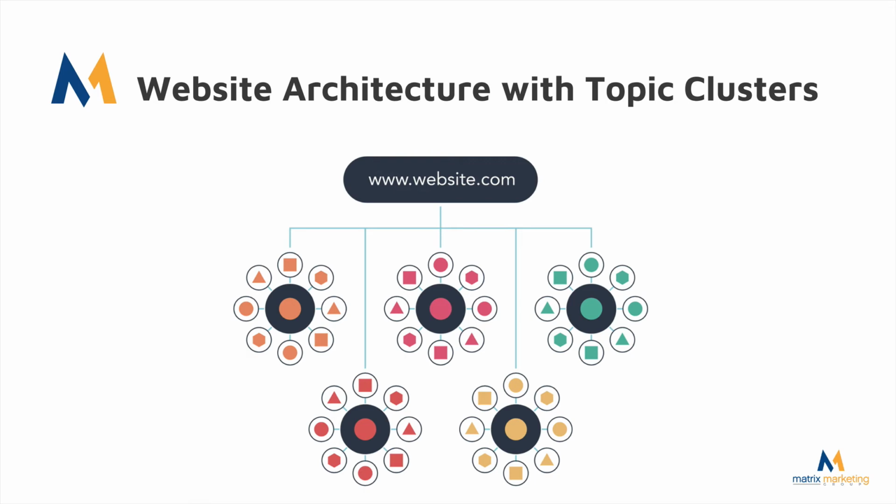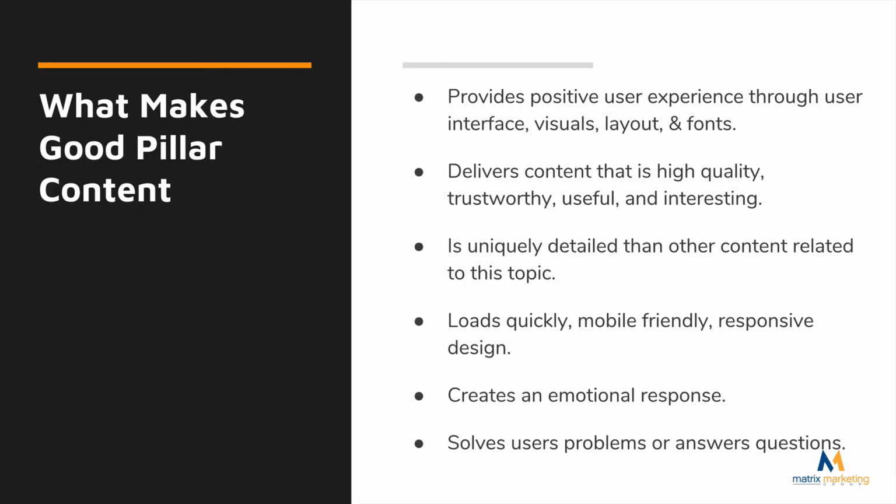So stop a minute and see if you can count up all the pillar pages in here. How many did you get? 5, right? So what makes good pillar content for your business? One that provides a positive user experience through user interface, visuals, layout, and fonts. It delivers content that is high quality, trustworthy, useful, and interesting. It's uniquely detailed compared to other content related to this topic. It loads quickly, it's mobile friendly, and has responsive design. It creates an emotional response. You want the user to do something, and it solves the user's problem or answers a question.